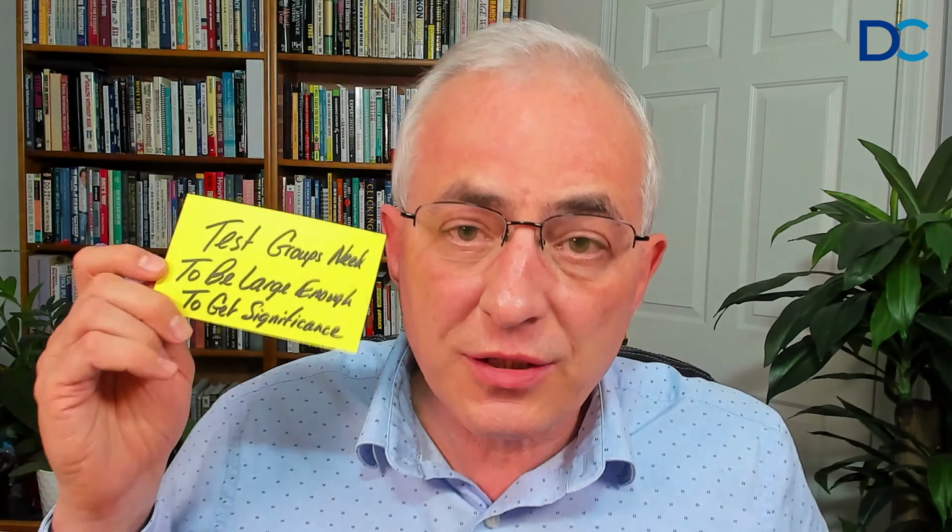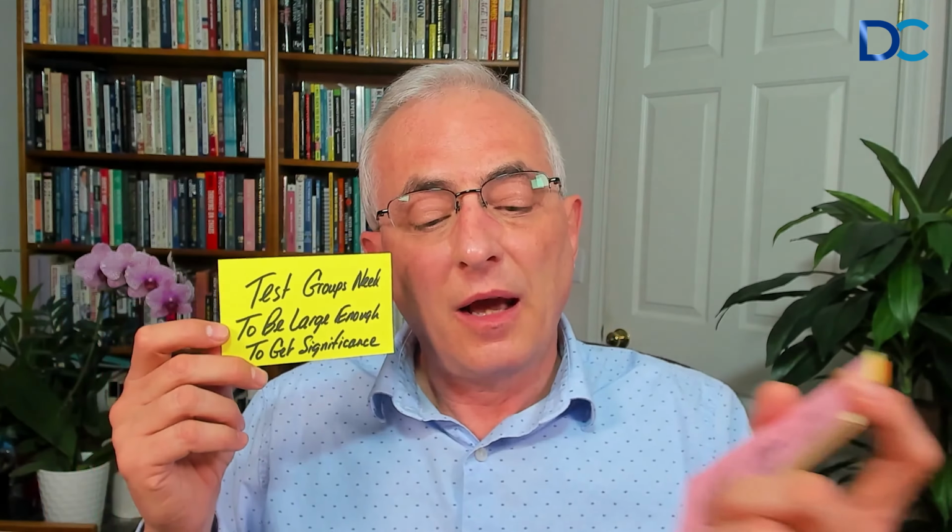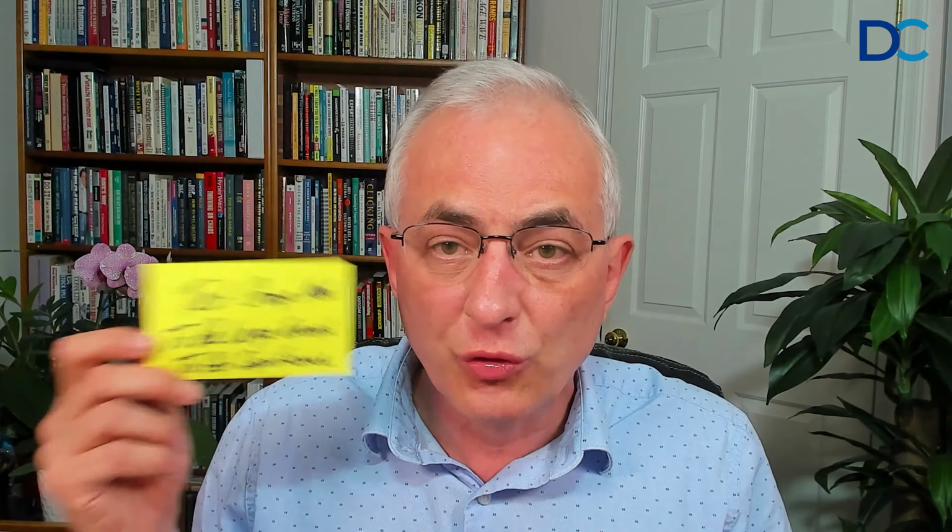Okay. Next, test groups need to be large enough to get significance. If you're testing something like click-through rates, you're going to need to have enough people in each group that if you get 10% click-through rates, you've got to have like 300 people in each, 300 people to be able to tell that difference. And so you've got to have a big enough group, maybe like 3,000 people or 2,000 people in each group to be able to do that.